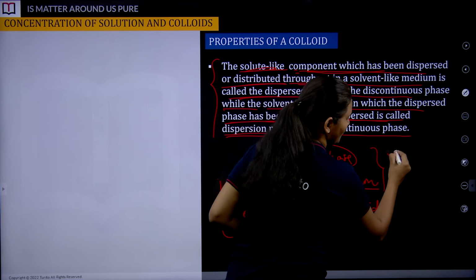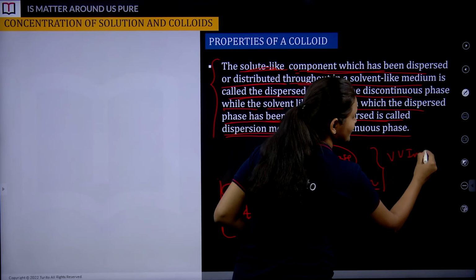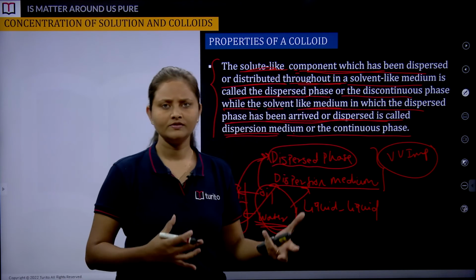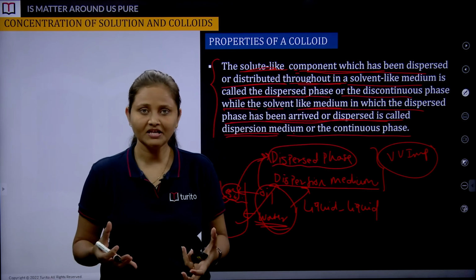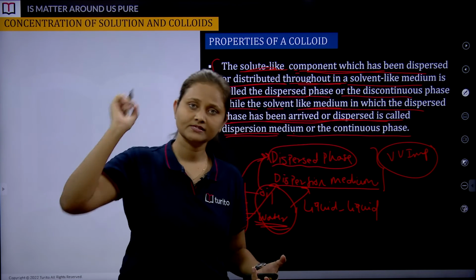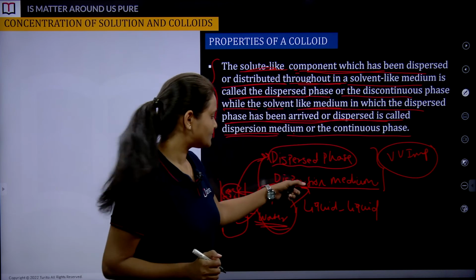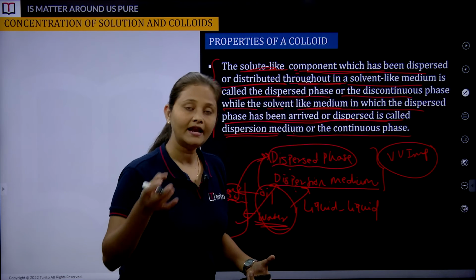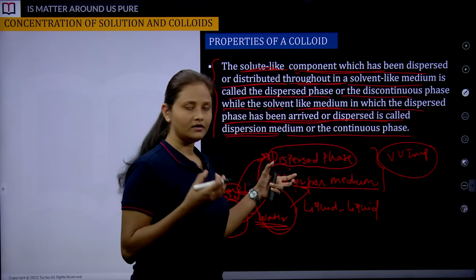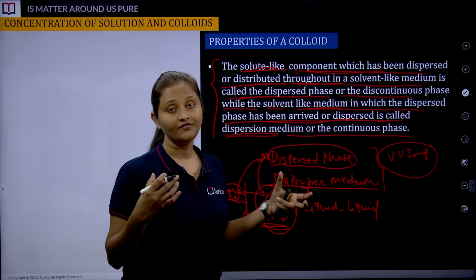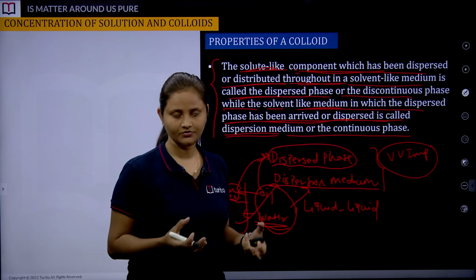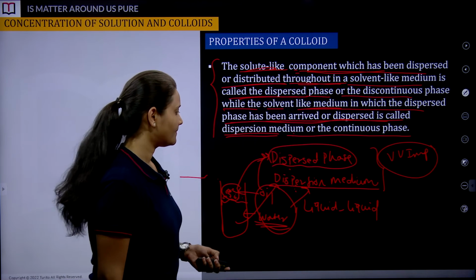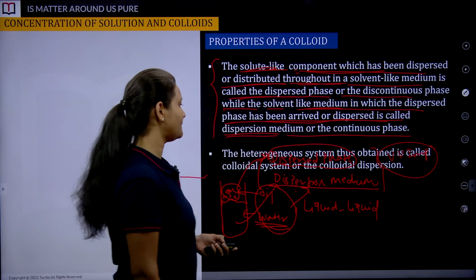This is very important when we study colloids. It becomes very important to understand which is the dispersed phase and which is the dispersion medium. It's a medium, right? In this medium something is getting dissolved. So this medium is the dispersion medium, and the substance which gets dissolved into it is the dispersed phase. That's it. Got it? Let's move ahead.